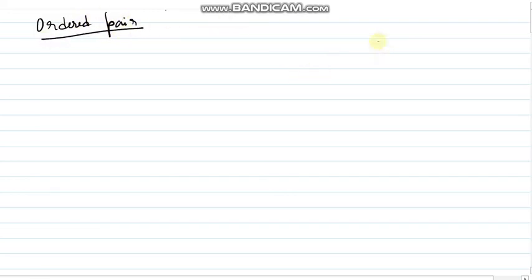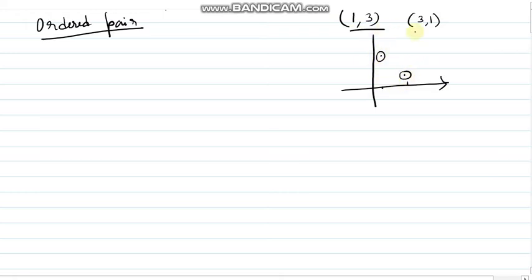So before starting ordered pair, if I tell you to plot 2 points (1, 3) and (3, 1) on the graph, (1, 3) will be over here and (3, 1) will be over here. So these are two different positions or two different points. Do you agree? So what is an ordered pair? An ordered pair contains two elements in a given fixed order. Order is very important here.